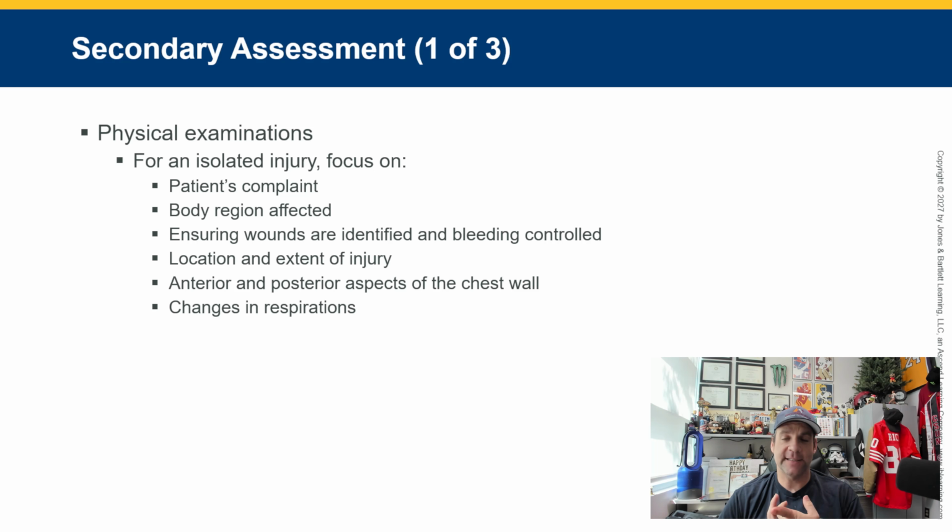Again, using your DCAP-BTLS, going through your assessment. Any sucking chest wounds, any flail chest segments, any subcutaneous emphysema, accessory muscle use, and again, your DCAP-BTLS. Then you're going to palpate for tenderness, instability, and crepitus, making sure you touch every single bone, or at least grouping, the clavicles, the sternum, the ribs. And again, you're assessing for that pain. That's going to be the tenderness aspect.